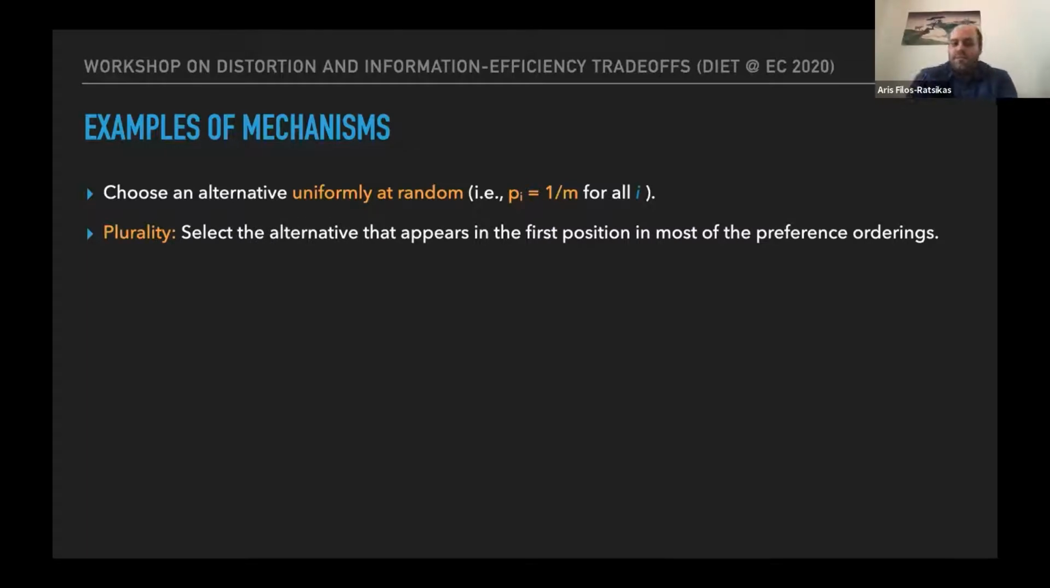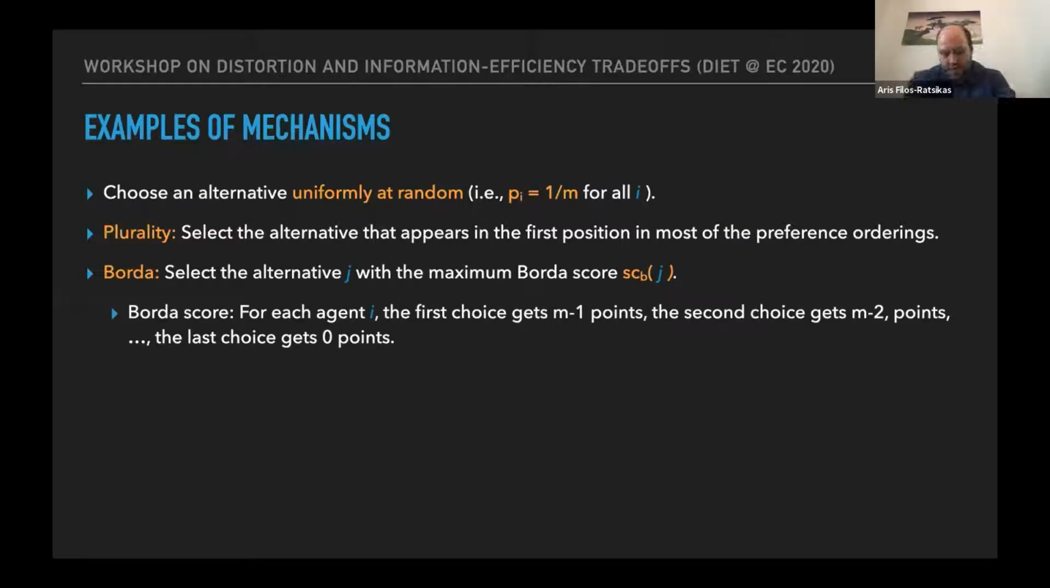Another one is plurality. This is also quite simple. It is deterministic, and it selects the alternative that most frequently appears in the first position of the preference rankings of the agents. Slightly more complicated, we have the Borda mechanism. This mechanism selects the alternative that has the maximum Borda score. What is the Borda score? It is calculated as follows. We look at an agent, and the most preferred alternative of this agent receives a score of m-1, where m is the number of alternatives. The second choice receives a score of m-2, and so on, until the last choice receives a score of 0. Then we select the alternative that has the maximum Borda score.